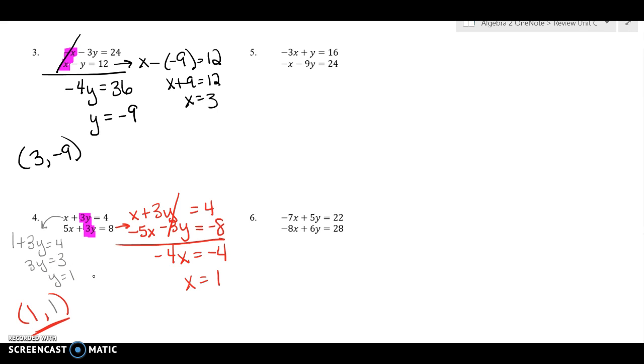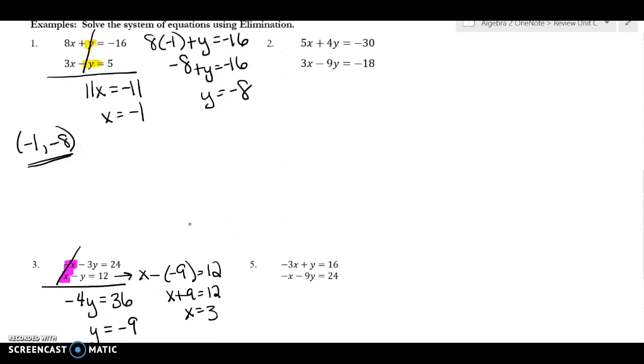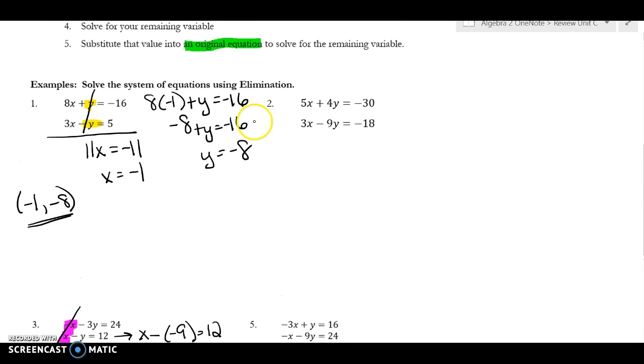You can make different signs, but you have to change everything in that row. I didn't just change the y, I had to change everything. Okay, now let's go back up to number 2 now that we can do a little harder problem.